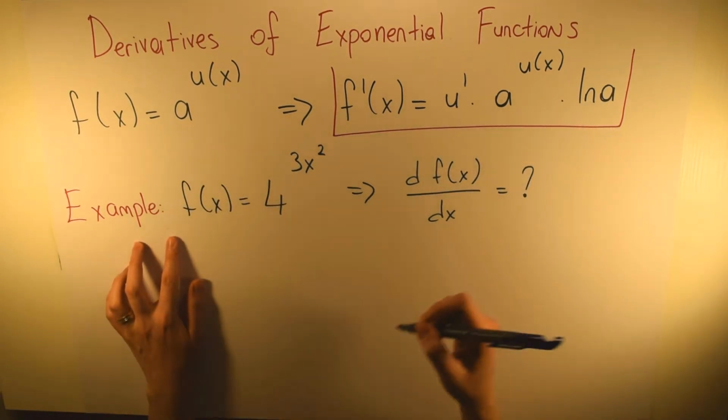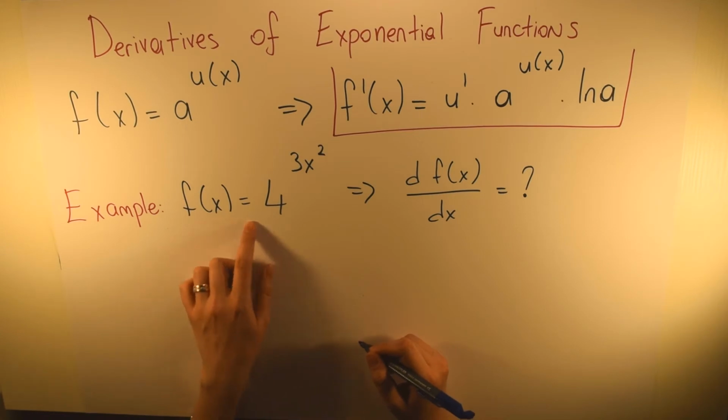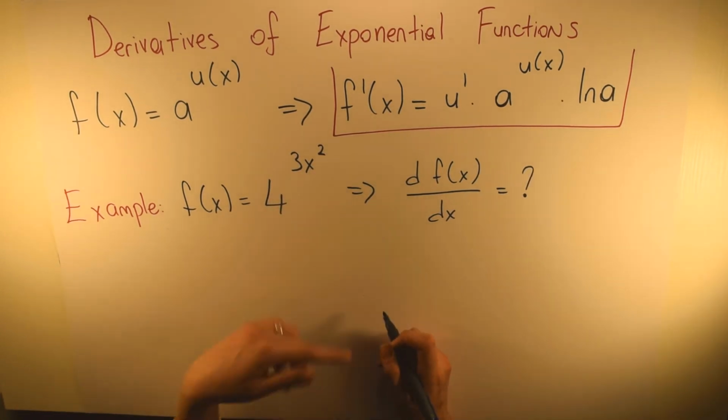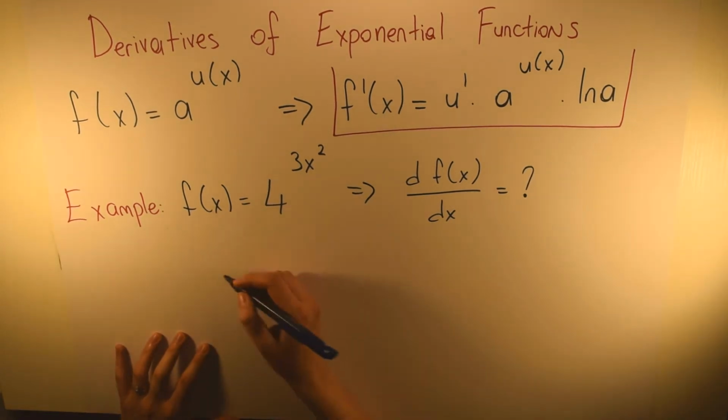So let's look at this example. Here we have f of x is equal to 4 to the power of 3x squared. So what is its derivative? How do we take its derivative?